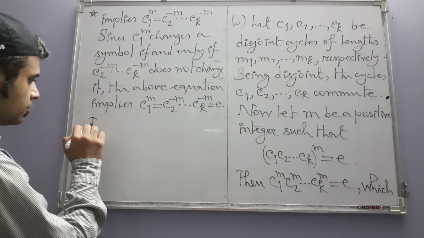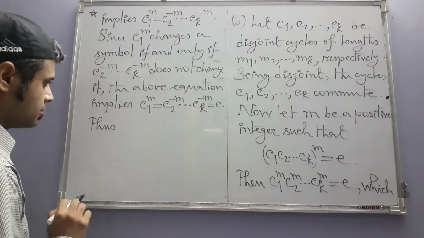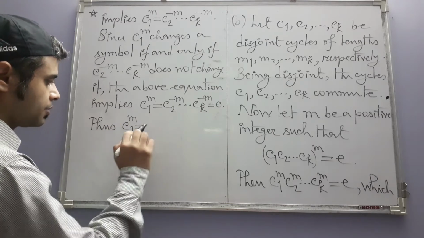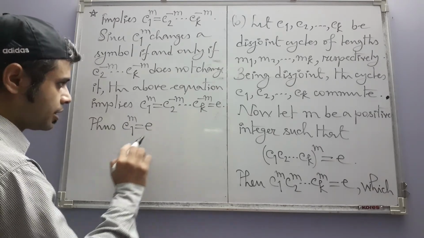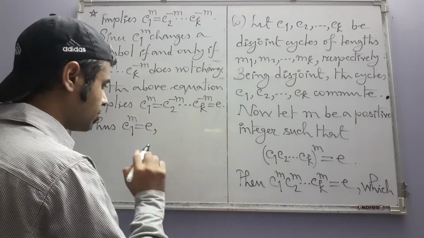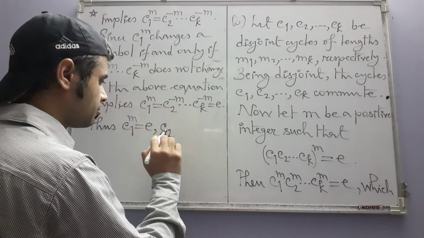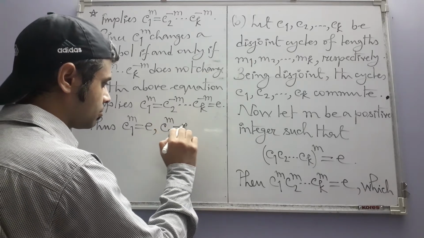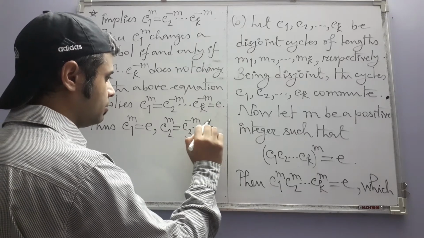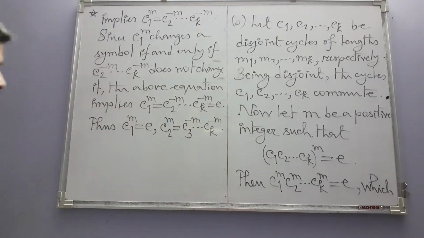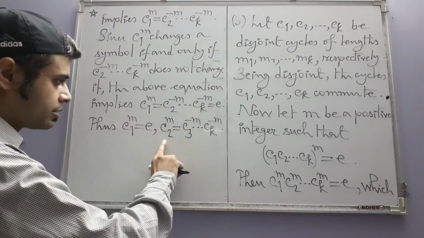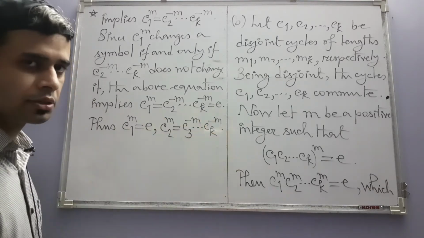Thus, we get two things from this. One is this, the mth power of the first cycle equals the identity, and the other thing is this is equal to the identity, from which we get this, Ck to the power minus n. So this one we keep and run the same arguments with this equation.